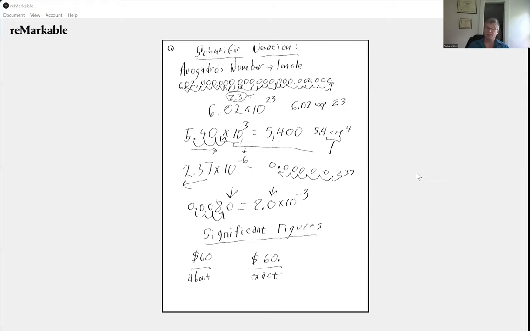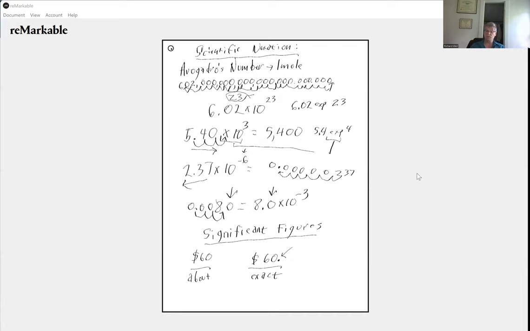Here's how I remember this. In order to tell you I had $60, did I have to put that decimal point there? No. It means the same thing. 60 versus 60 point. It means 60. So as an author, there's a reason that I took the time and effort to put that decimal point there. I'm trying to tell you something. What am I trying to tell you? I'm trying to tell you that to within $1, I have exactly $60.